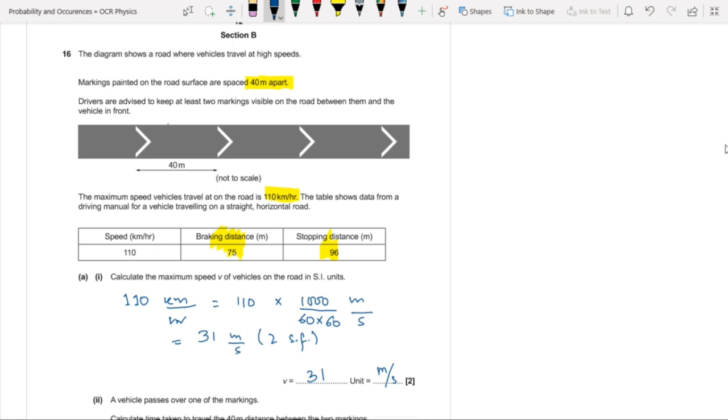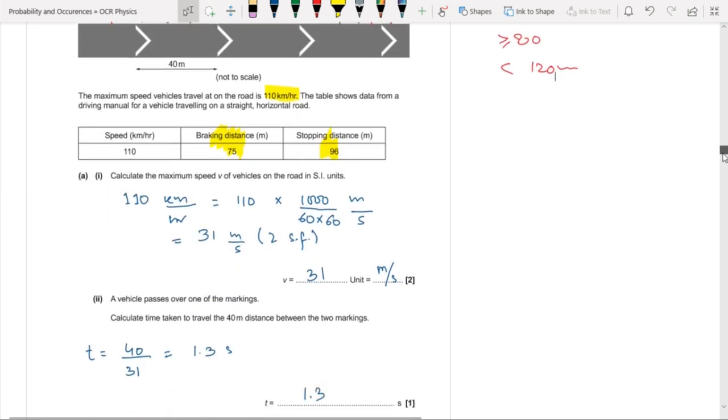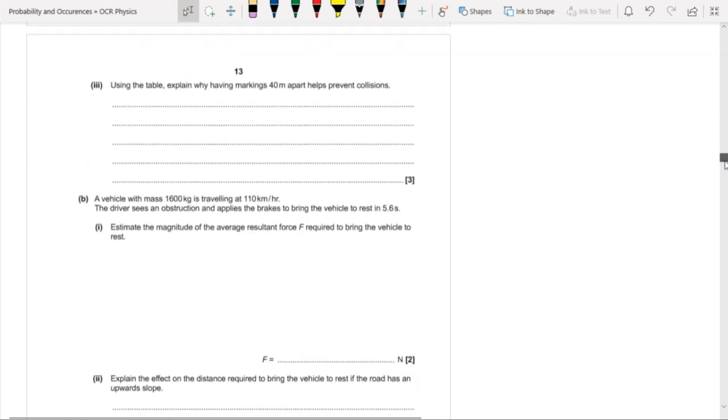So one instance would be obviously you driving here, two markings in between, and the other car would be right here. So the distance between you and the next car should be greater than 80, and it would be less than 120 meters. And also we know that the stopping distance, which is 96 here, is the sum of two distances, the braking distance and the thinking distance.